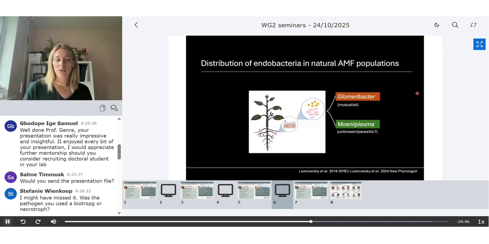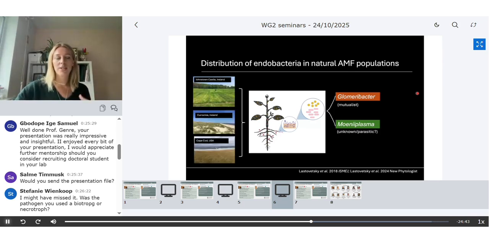So to answer these questions, I went out and did some soil sampling at different sites, some of them in Ireland, some in the States. From these soil samples, I extracted AMF spores, and then I screened them for the presence of the two known endobacteria, Glomeribacter and Moeniplasma. And what I found was quite interesting.